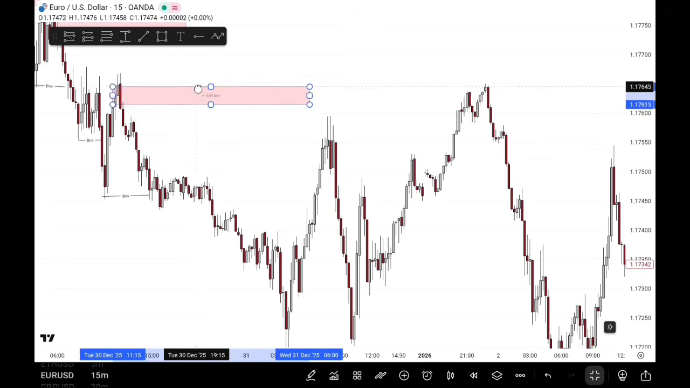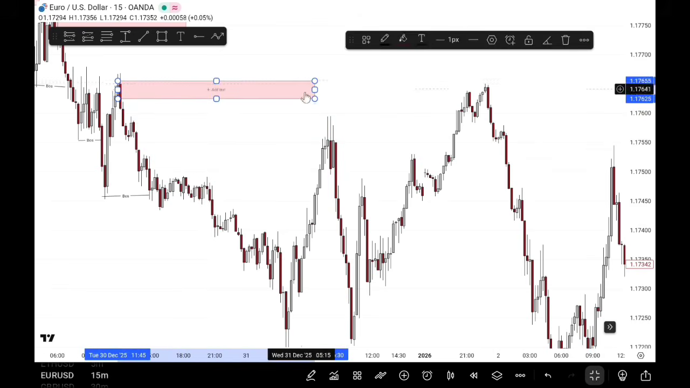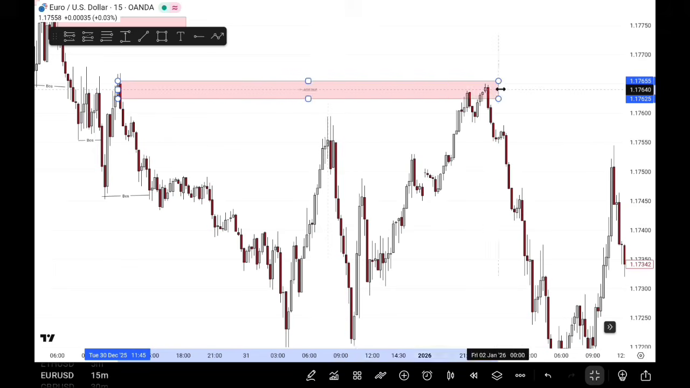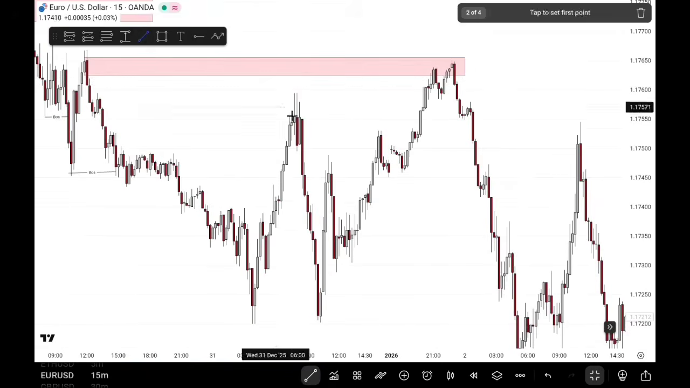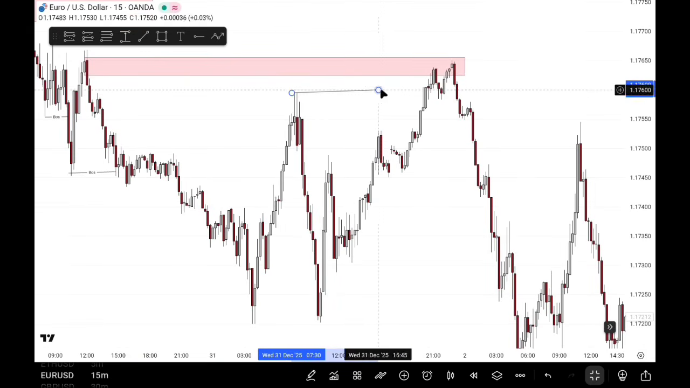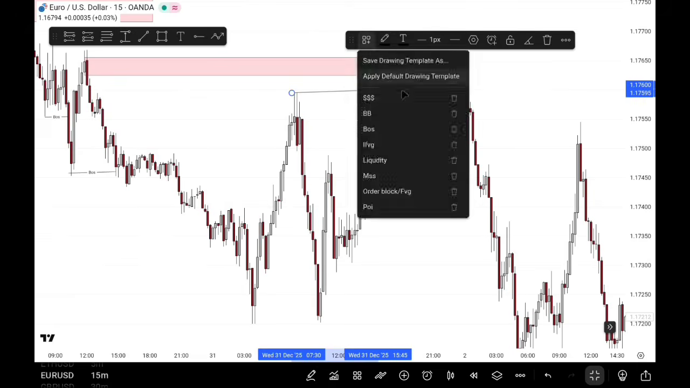Now I want to show you something. Can you see how price also returned back to this order block in which price missed out, right? So price returned to that order block, and this shows the move to the downside. So this order block is liquidity. Can you see it? So this is liquidity.